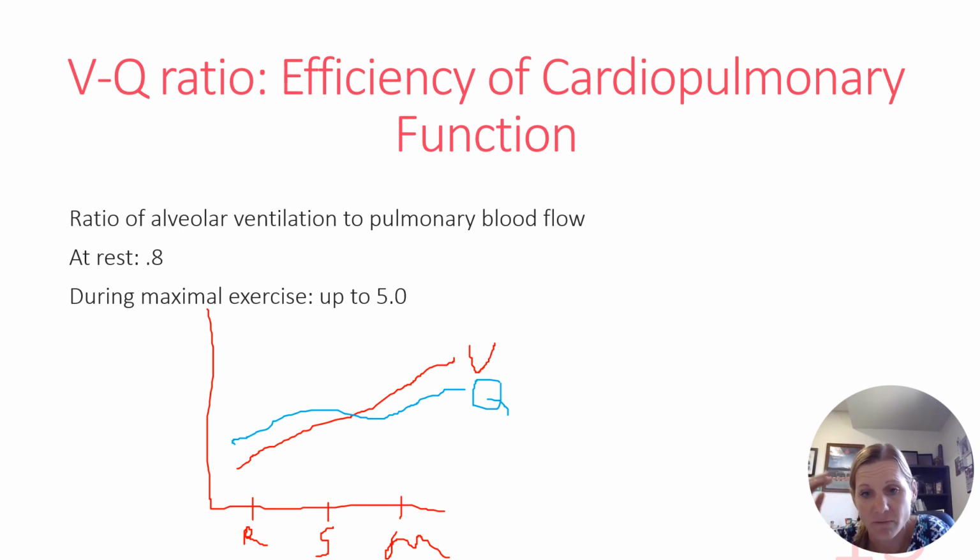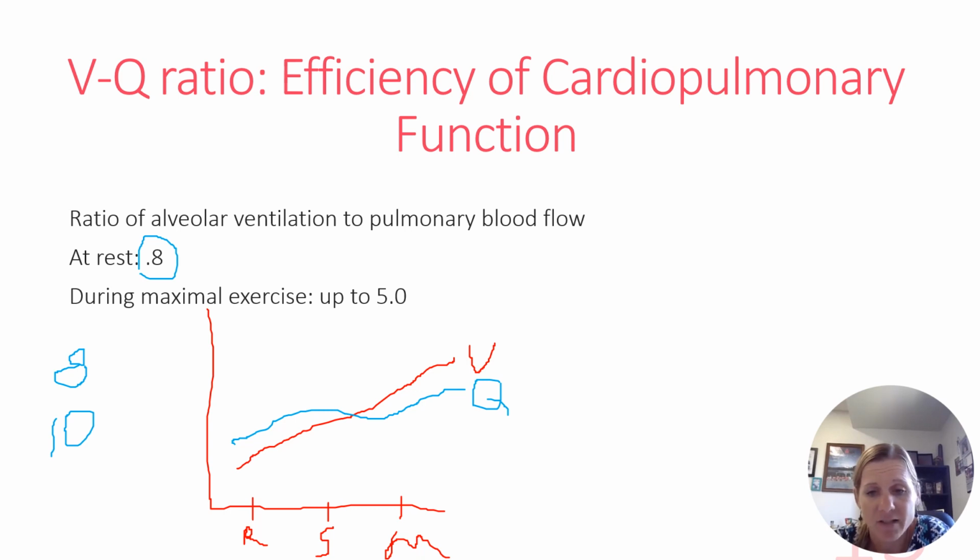So VQ ratio, V, ventilation, Q, cardiac output. Okay, so at rest, your value is 0.8. Okay, so think 8 over 10. So 8 ventilations and 10 cardiac outputs. Okay, so cardiac output is greater than ventilation when we're at rest. Okay, but the ratio is decent.